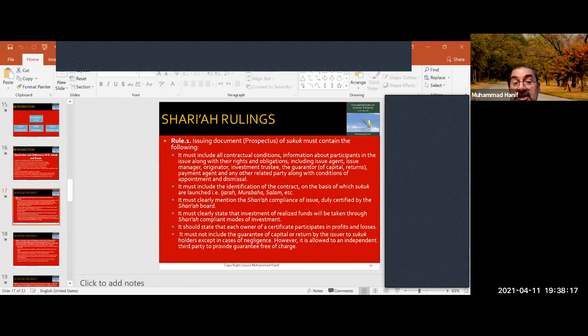It must clearly mention the Sharia compliance of the issue, duly certified by the Sharia board. There should be a certificate from the Sharia people. It must clearly state that the investment of realized funds will be made through Sharia compliant modes of investment. It should state that each owner of a certificate participates in profit and losses. It must not include a guarantee of capital or return by the issuer to sukuk holders, except in case of negligence. However, it is allowed for an independent third party to provide a guarantee free of charge.